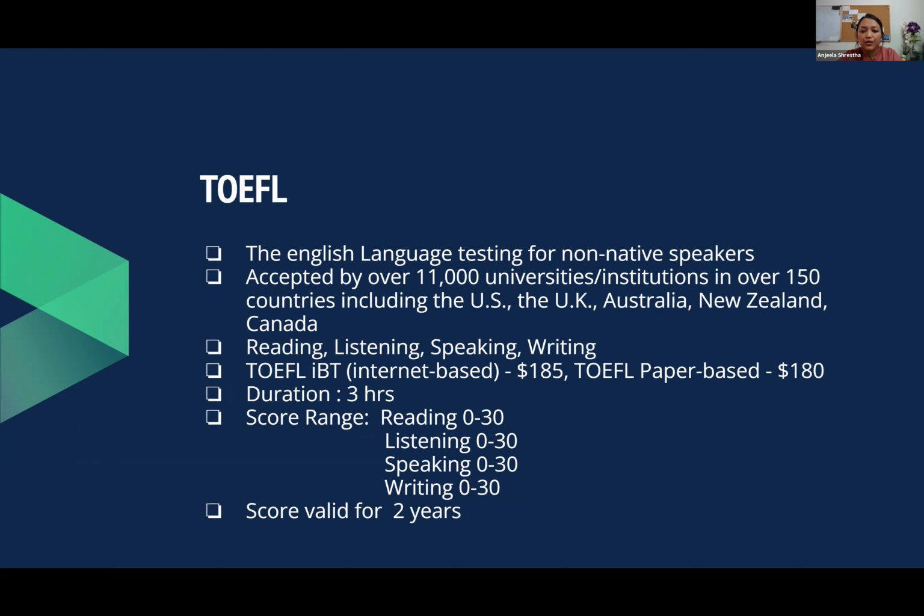In this test is listening, speaking, and writing. So TOEFL, there are two types. You can either take internet-based TOEFL or paper-based TOEFL. The internet-based is $185, while the paper-based is $180. So the duration of the test is 3 hours. And the score for the TOEFL is based on the section.